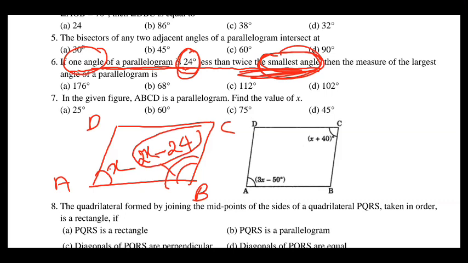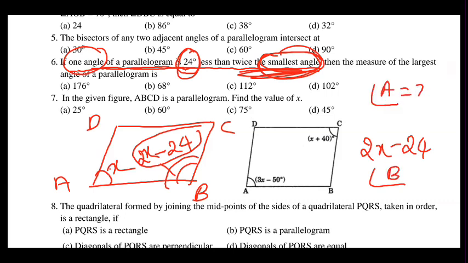Yes. Dekhe, iska kis tarah likh sakte ho? 2x minus 24 will be the angle B. Samajh mein aa raha hai? So angle A is equal to x, and angle B will be equal to 2x minus 24. That's all. Ab unhone question pucha hai, the measure of the largest angle of the parallelogram.